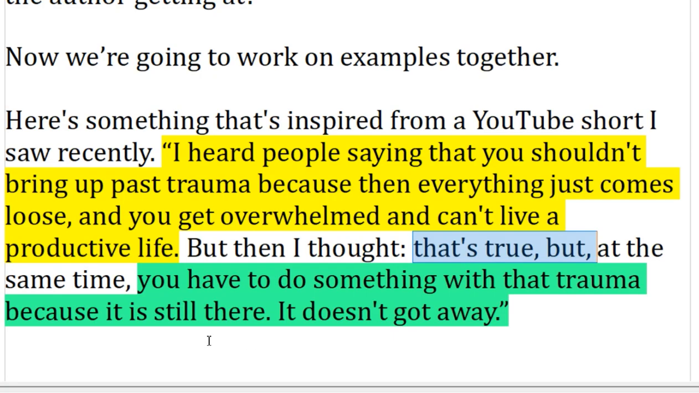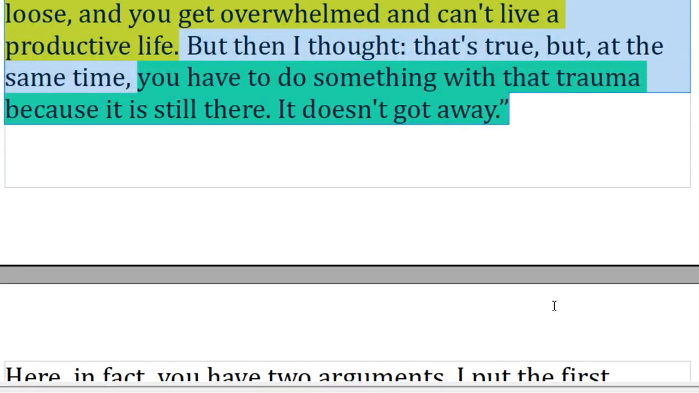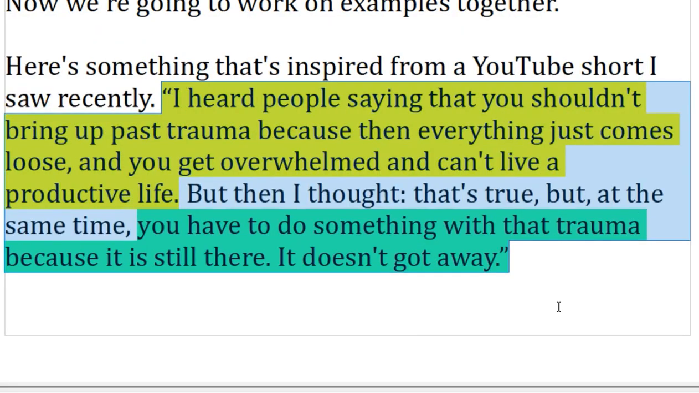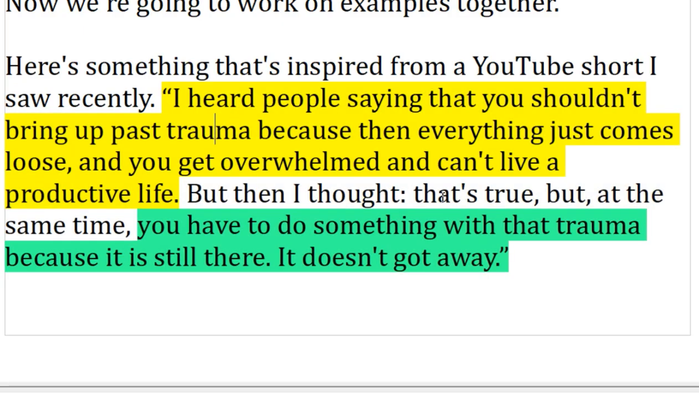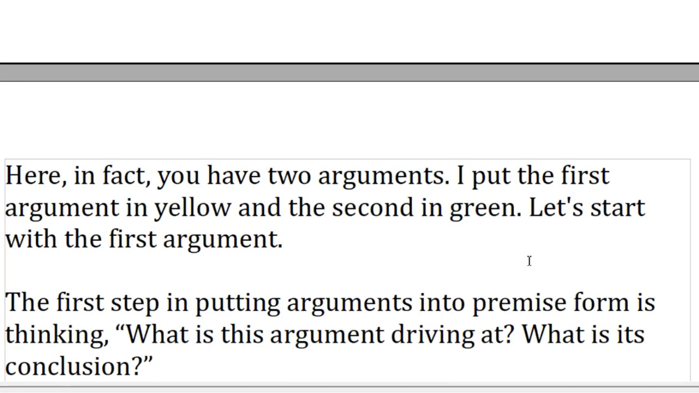It doesn't go away. All right, so this is something that I heard someone say, and what we're going to do is this is actually two arguments, and that's why I've put the first argument in yellow highlight, and I've put the second argument in green highlight. And we're going to take a look at both of these arguments. All right, starting with the first one.